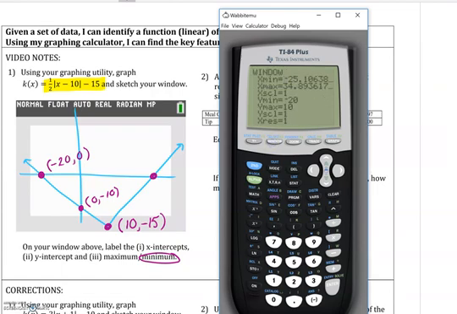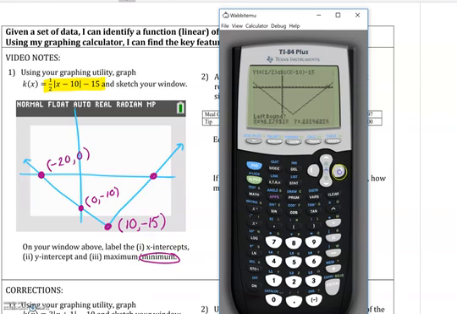It moved my window for whatever reason, so I'm going to go ahead and adjust that again just so I can see it on my graph. And I'm going to go back to my second trace, and I want to find the x-intercept, or in other words, the 0. So I'm going to move my cursor over here to where that x-intercept is.